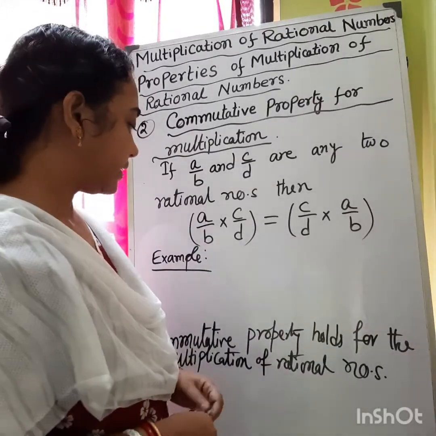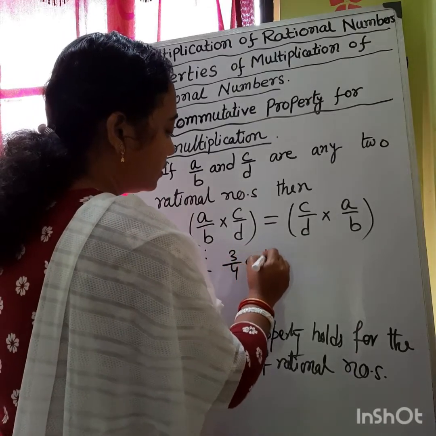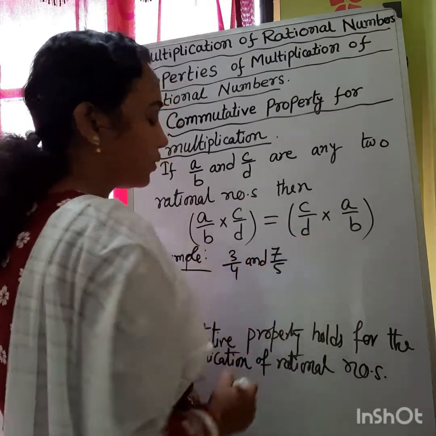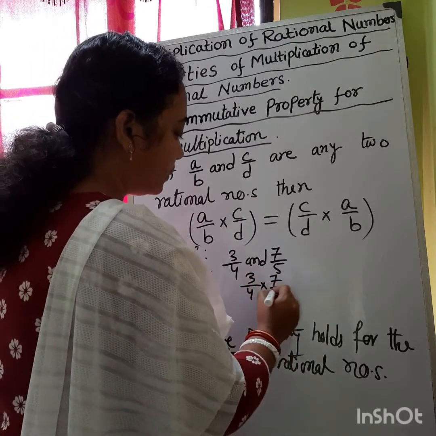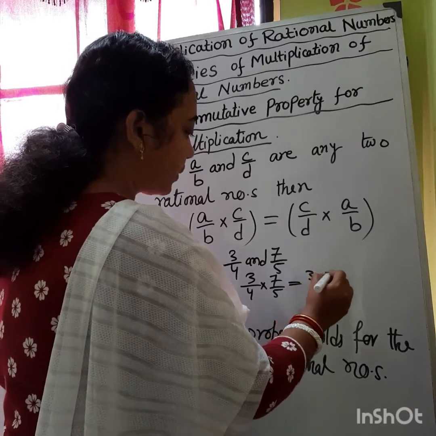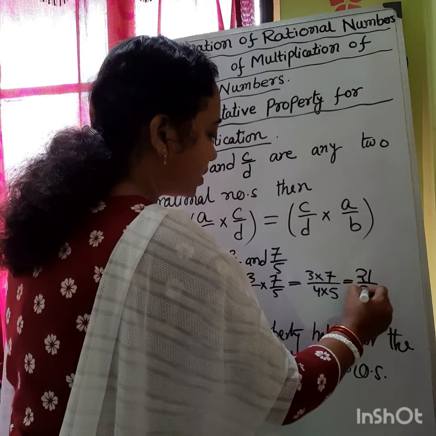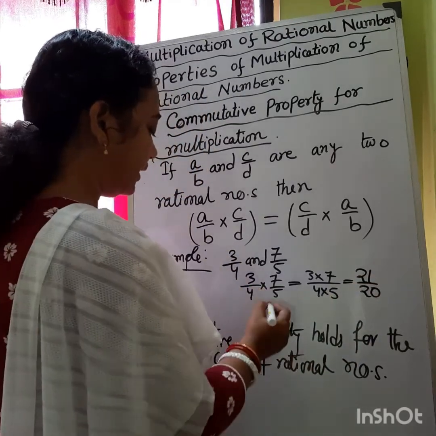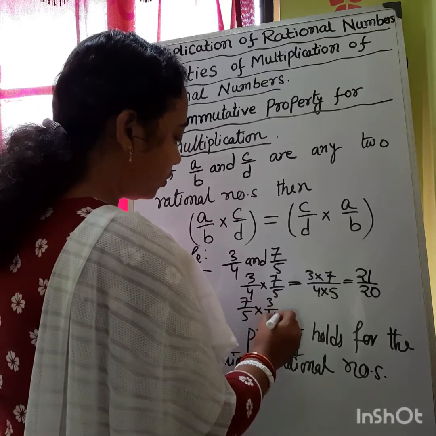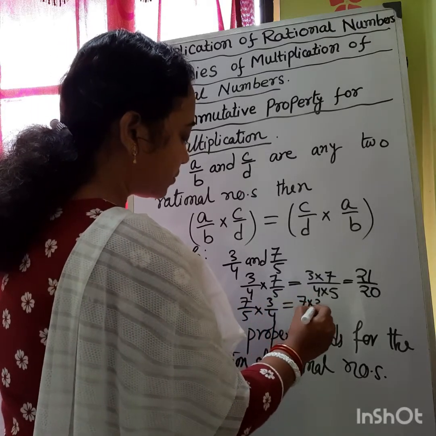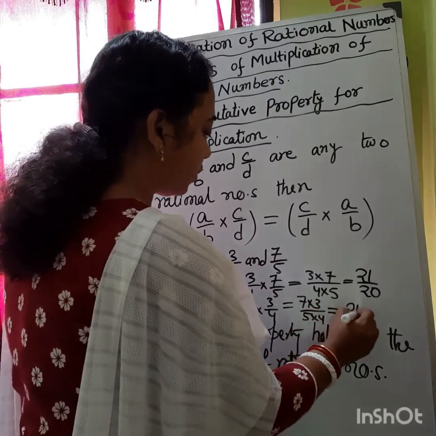For example, let us consider two rational numbers 3 by 4 and 7 by 5. So if you find their product, that is 3 by 4 multiplied by 7 by 5, here we are getting 3 multiplied by 7, 4 multiplied by 5, that is 21 by 20. On the other hand, if we just interchange their order, that is 7 by 5 multiplied by 3 by 4, so here we are getting 7 multiplied by 3 by 5 multiplied by 4. Again we are getting the same result, that is 21 by 20.